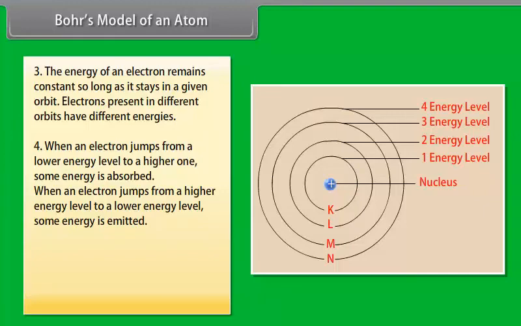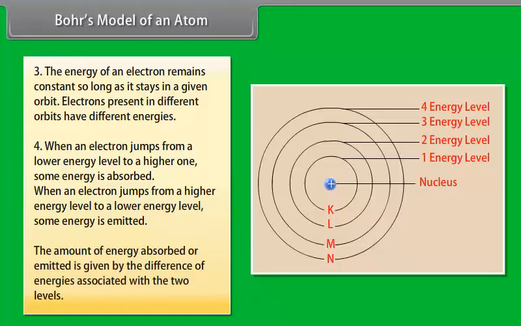4. When an electron jumps from a lower energy level to a higher one, some energy is absorbed. When an electron jumps from a higher energy level to a lower energy level, some energy is emitted. The amount of energy absorbed or emitted is given by the difference of energies associated with the two levels.